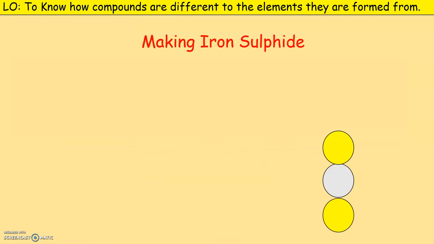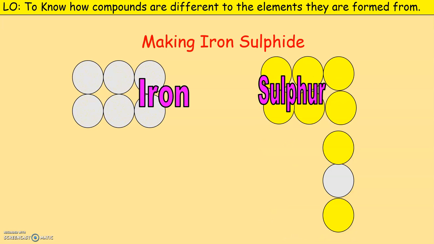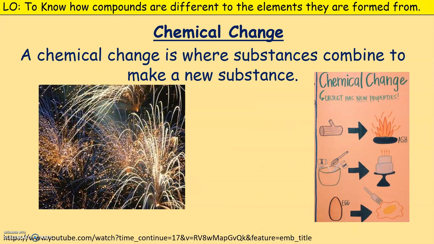Now, making iron sulfide. Now, to make iron sulfide, you require iron and sulfur. And when they react together, they chemically bond together and they form what we call iron sulfide. Now, chemical change. A chemical change is where substances combine to make new substances. There are 2 different elements, 2 different atoms coming together to make substances.